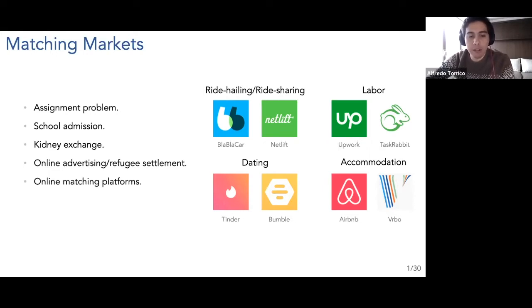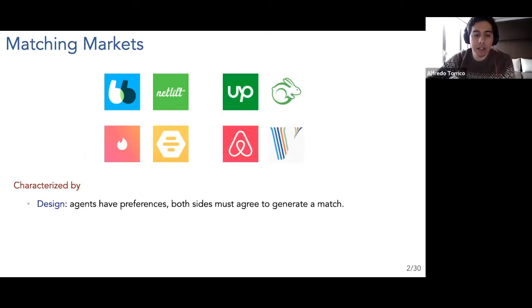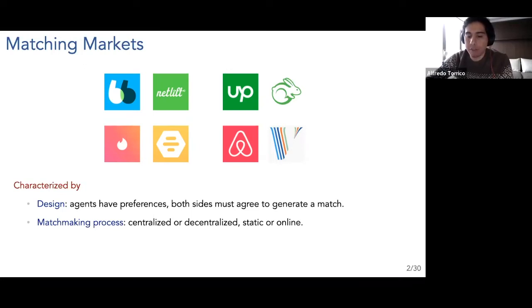Okay, so the main characteristic of matching markets in the design is that agents have preferences, and ideally both sides must agree in order to generate a match or a transaction. But the matchmaking process can differ depending on the application. It could be centralized, for example, where there is only a central decision maker that takes the decision. For example, in school admission, there is one clearinghouse that makes the final allocation. Or it could be decentralized in the sense that some matching platforms only provide some recommendation, but at the end, the decision of a match happens between the participants.